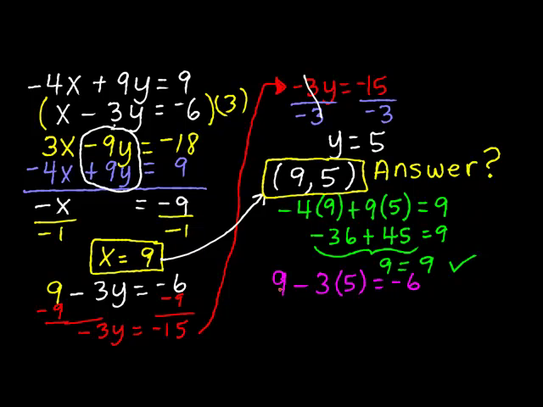Equals negative 6. So 9 minus 3 times 5 is 15. Equals negative 6. Yep, that gives me 9 minus 15 is negative 6. Equals negative 6. And that's true. So that does work. So I do have the correct answer. I'll go ahead and erase my question mark now that I know for sure.